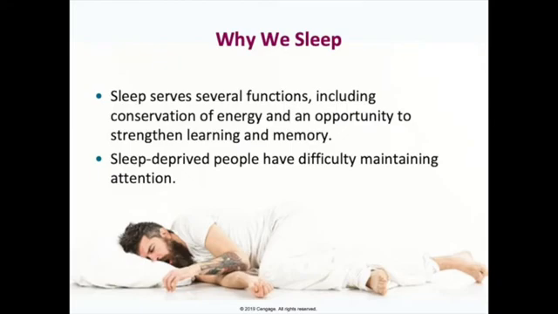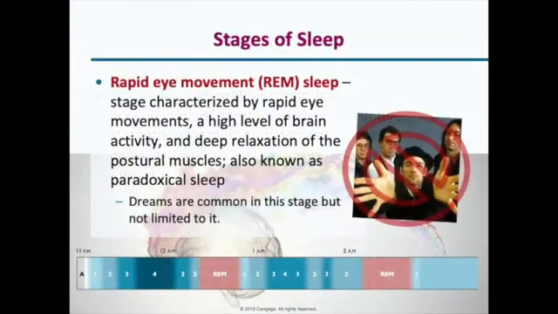Slide 24. In the mid-1950s, French and American researchers independently discovered a stage of sleep called paradoxical sleep, or rapid eye movement, REM, not the band. REM sleep is characterized by rapid eye movements, obviously, a high level of brain activity and relaxed muscles, and that's why it's called paradoxical, right? Brain activity is high, but the muscles are relaxed.